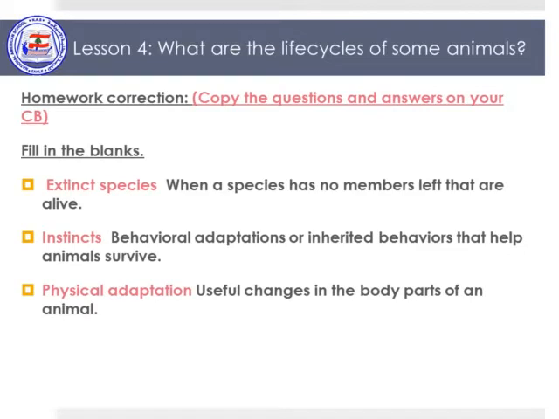You previously had 2 exercises as homework, so please I need you to copy the questions and answers in your copybook. Let's start. We have to fill in the blank. The first one is when a species has no members left that are alive, this is what we call an extinct species. Behavioral adaptations or inherited behaviors that help animals survive are called instincts. And finally, useful changes in the body parts of an animal are called physical adaptation.